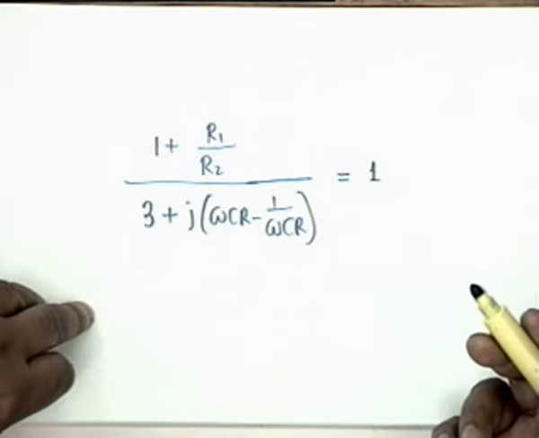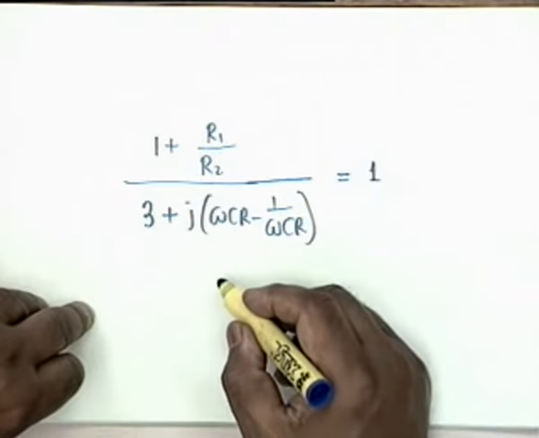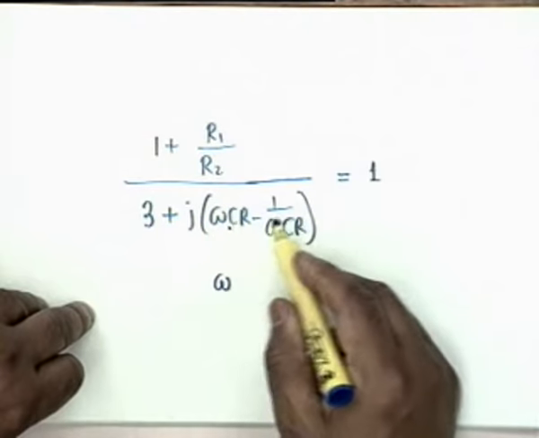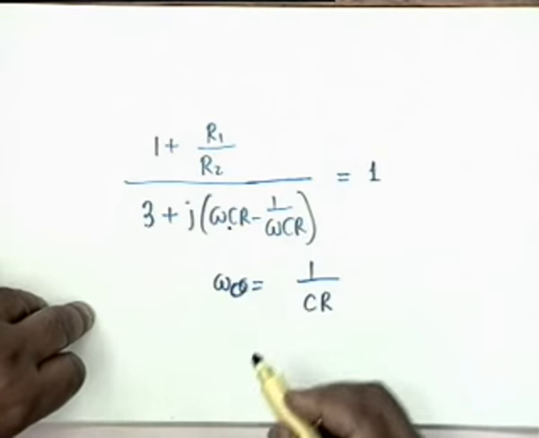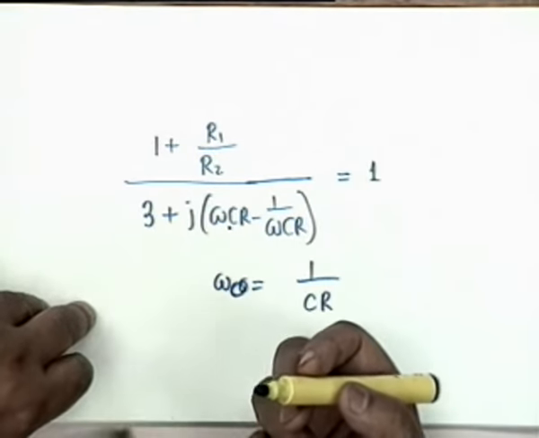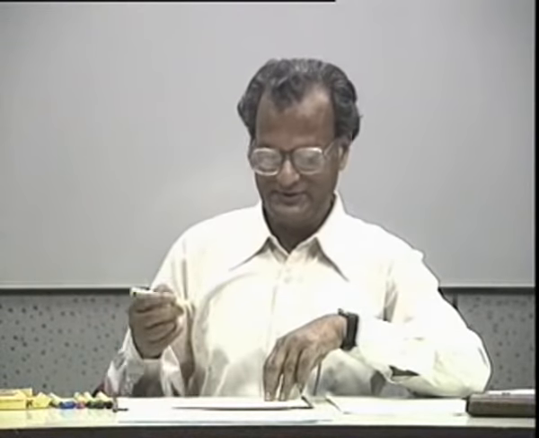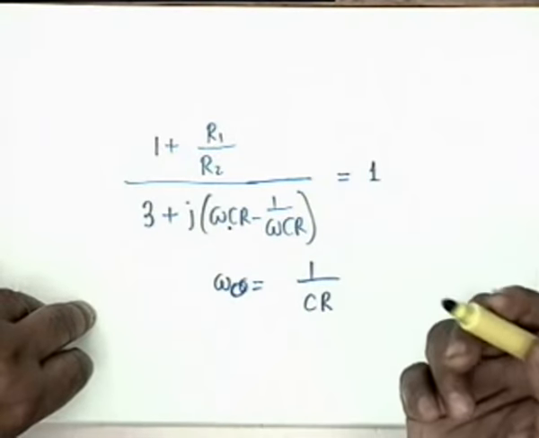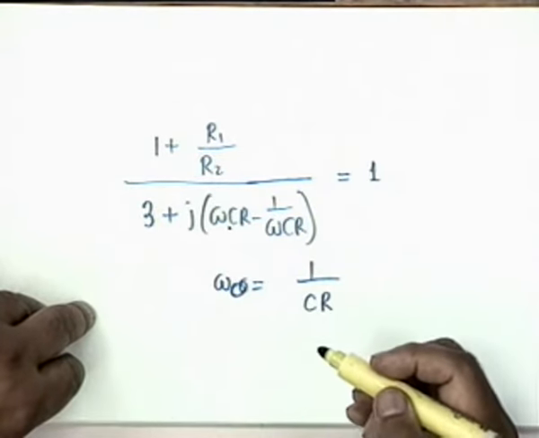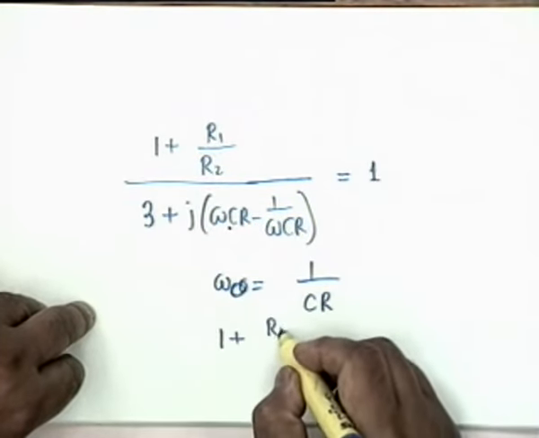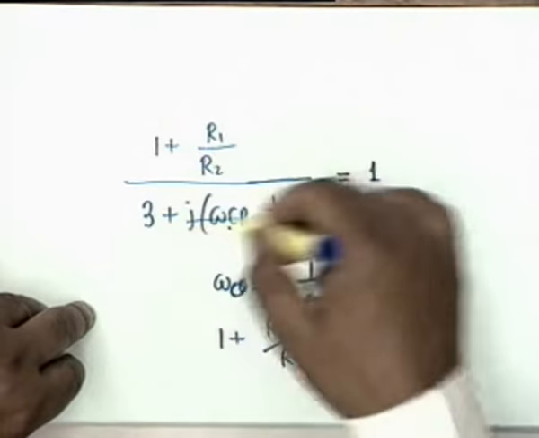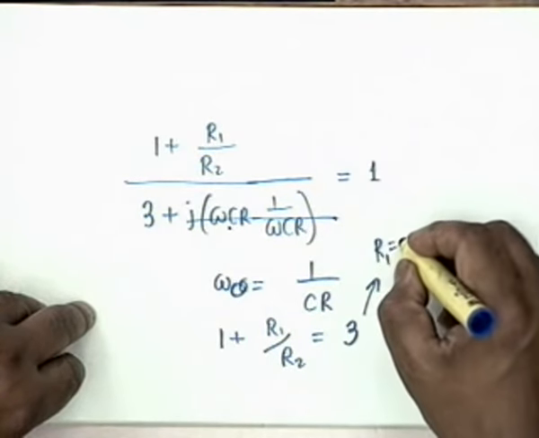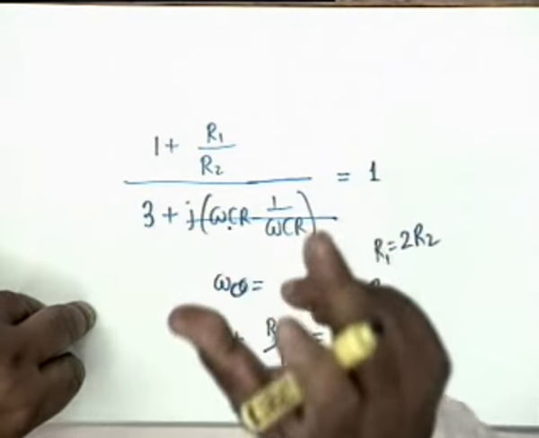The angle of the right hand side is 0. The angle of the left hand side can be 0 only under the condition that omega CR is equal to 1 by omega CR, and therefore omega 0 is 1 by CR. And under this condition, yes, the square root of omega squared C squared R squared is 1, therefore omega is 1 by CR, and 1 plus R1 by R2 should be equal to 3. If this is 0, then this should be equal to 3, which means that R1 should be equal to twice R2. The feedback resistance has to be twice the input resistance. Okay, these are the simple conditions.